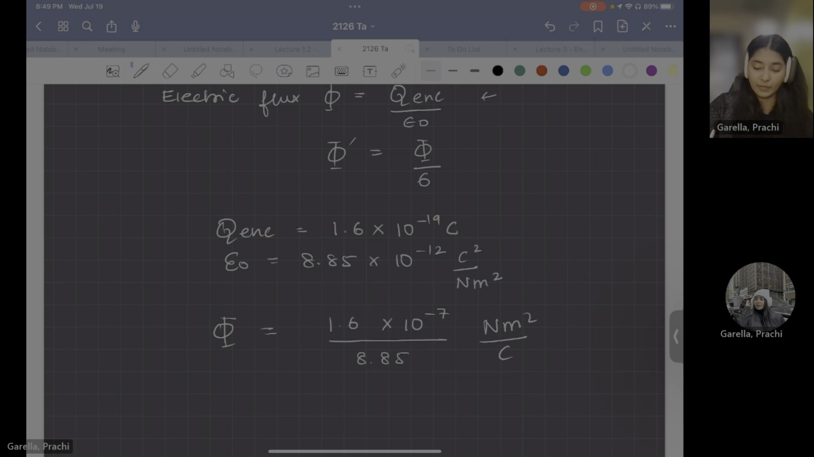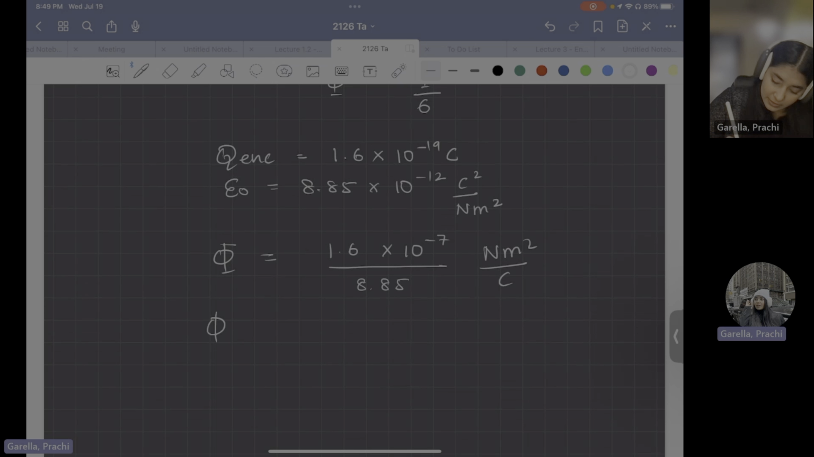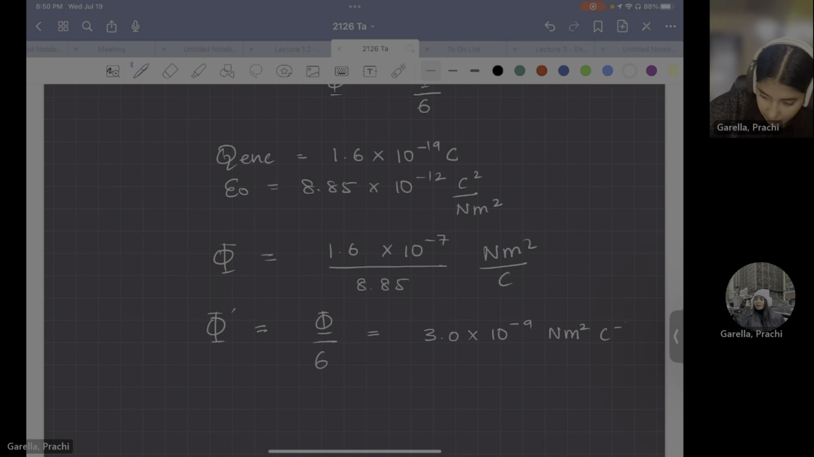Okay. Now to find the flux through one square, which is one face, we just take this and divide by 6, and the answer comes out to be 3.0 times 10 to the power minus 9 newton meter squared per coulomb. And that is your answer. Okay, and that is for today. See you next time. Bye.